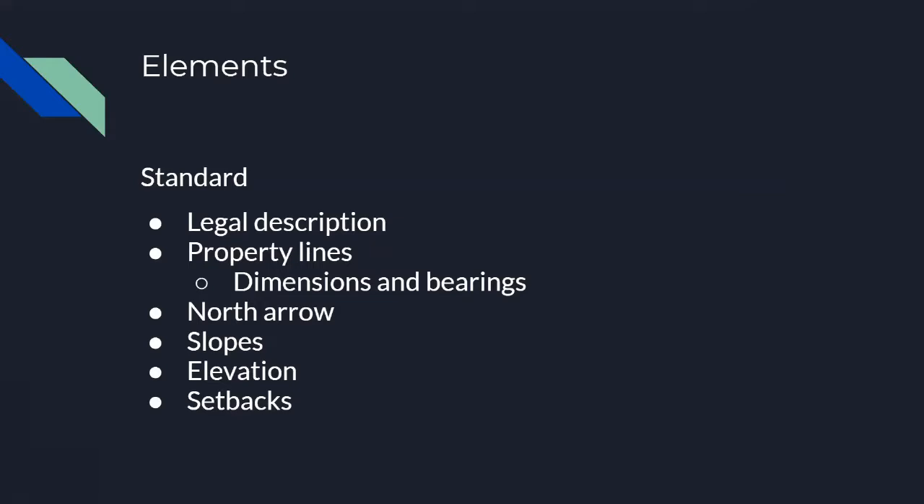Next is property lines. These are lines that close off the property so you can see exactly what's inside it and what's outside of it. All these lines have dimensions and bearings, and there's a good example of this in assignment 3 that we all worked on.